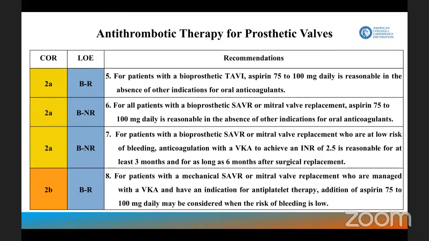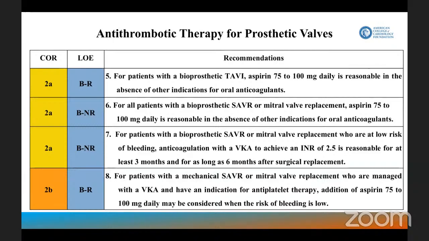For patients with a bioprosthetic surgical AVR or mitral valve replacement who are at low risk of bleeding, anticoagulation with a vitamin K antagonist to achieve an INR of 2.5 is reasonable for at least 3 months, or as long as 6 months after surgical replacement, as a class 2A.